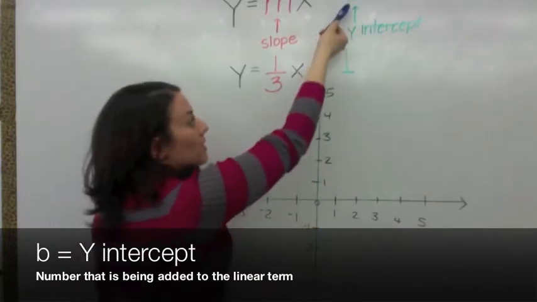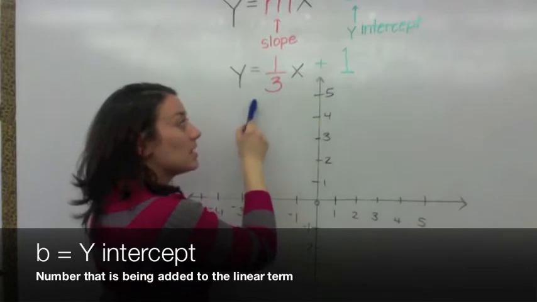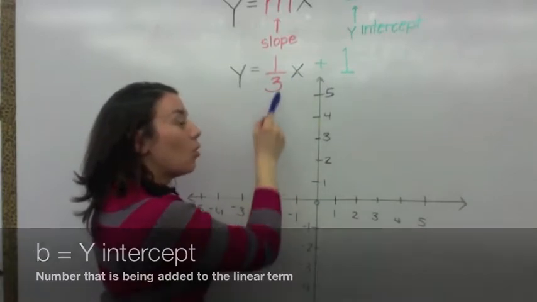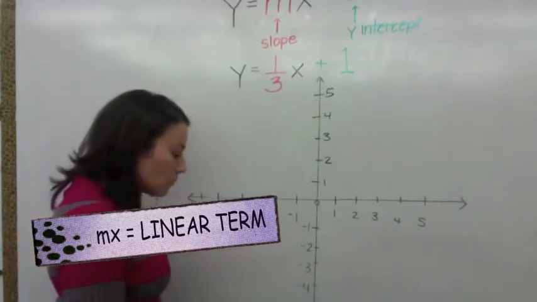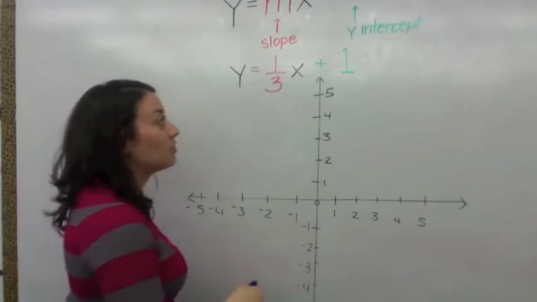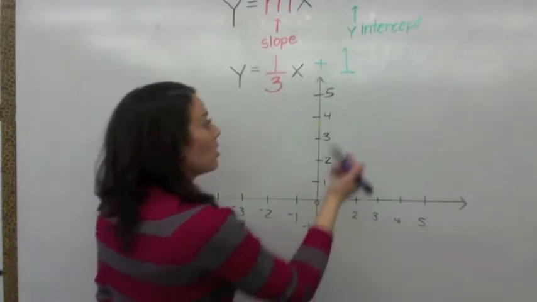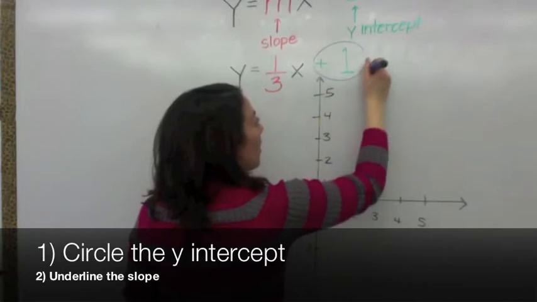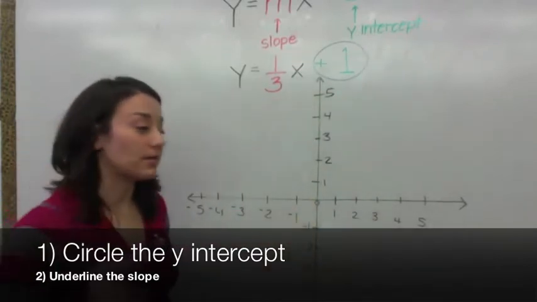But the y-intercept is going to be the number that is being added to the linear term. This is a linear term. A linear term has x and it's being multiplied by a number. What is this called? Very good. So first, like I said, you have to look at the boyfriend because the boyfriend is usually the problem, okay? So you're going to circle the y-intercept. What is the y-intercept? It's 1. Exactly.